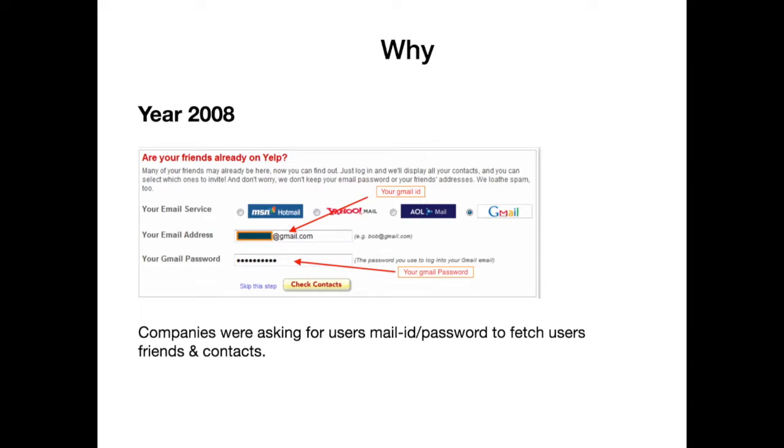What we are looking at right now is a screenshot from the year 2008. As you can see here, Help is trying to find out whether your friends are already on Help. So to get that done, Help is asking you to enter or select your email service provider. It's asking you for your email address. It's asking you to share the password associated with your email address.